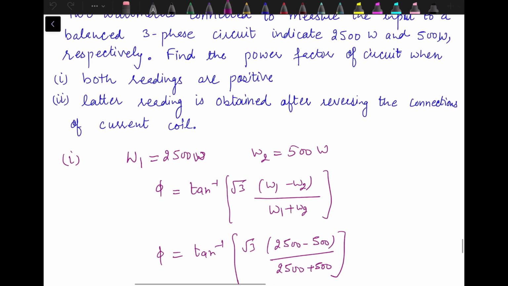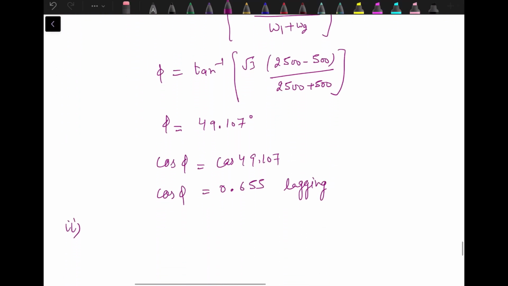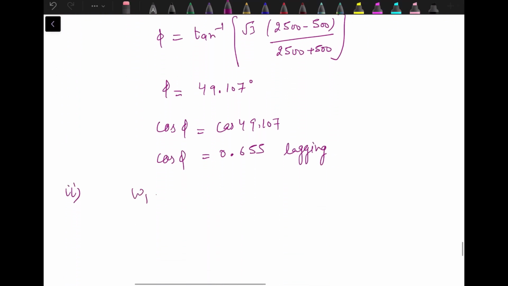The second case says the latter reading is obtained after reversing the connections of the current coil. Now when we reverse the connections of either the current coil or potential coil, then we need to take the reading of that wattmeter as negative. It means W1 remains 2500 watt while W2 is minus 500 watt.